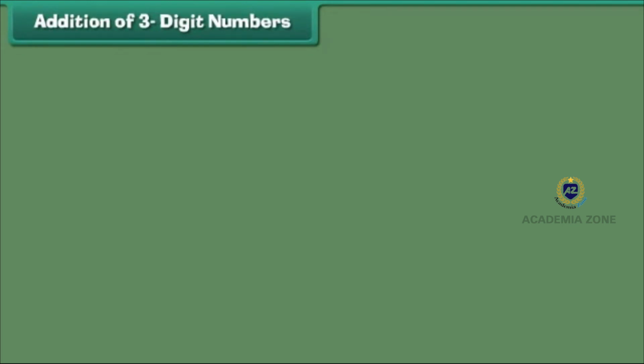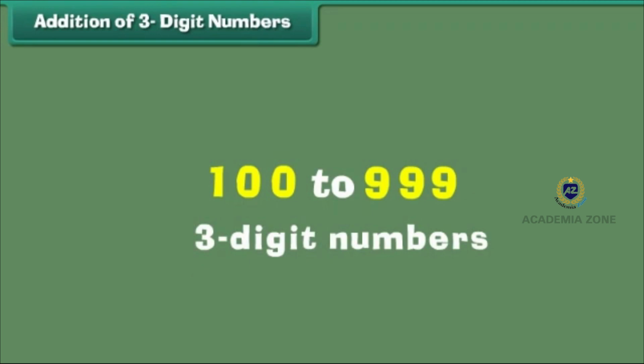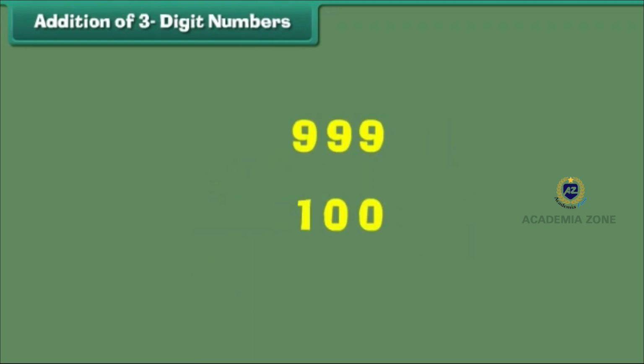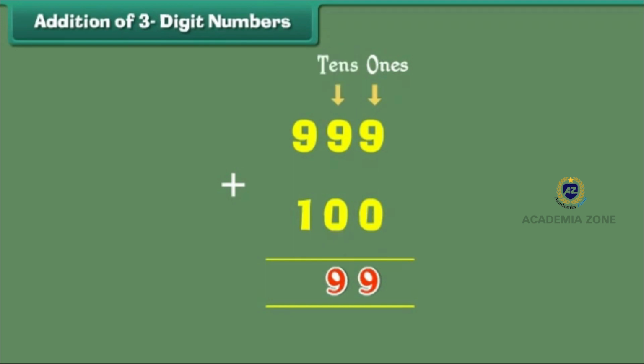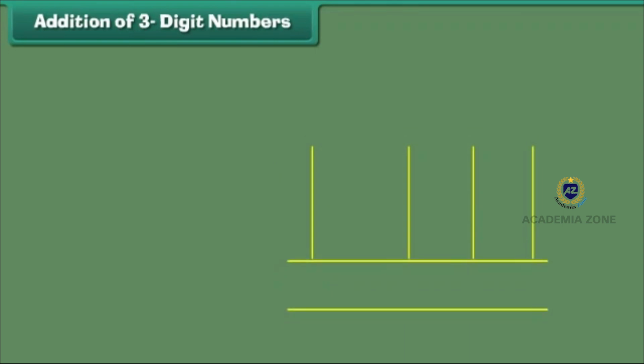Addition of 3-digit numbers. The numbers from 100 to 999 are called 3-digit numbers. In order to add 2 3-digit numbers, we first add the digits at the ones place, then the digits at the tens place, and finally the digits at the hundreds place. Let us add 143 and 254 to understand addition of 3-digit numbers better.